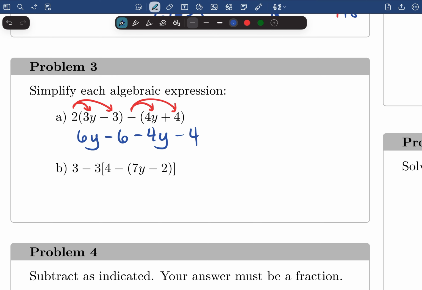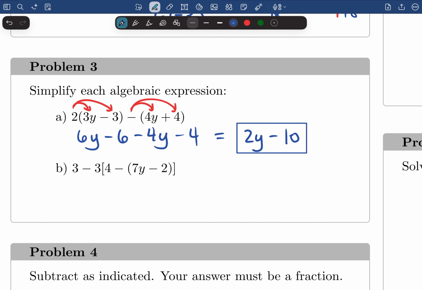Let's combine like terms. So there are the terms with y in them. 6y minus 4y. Well, that's 2y. And negative 6 minus 4 is even more negative. That's negative 10. So that's the result. Let's look at the next.